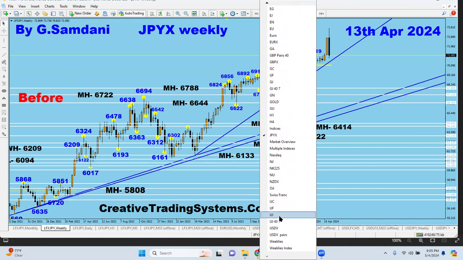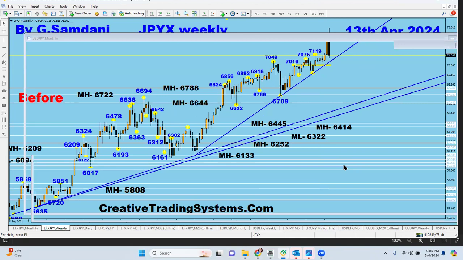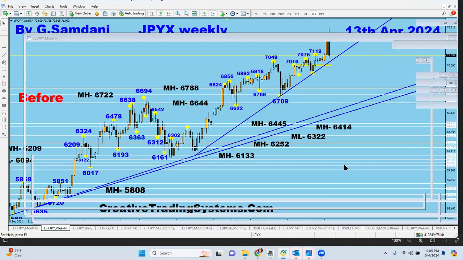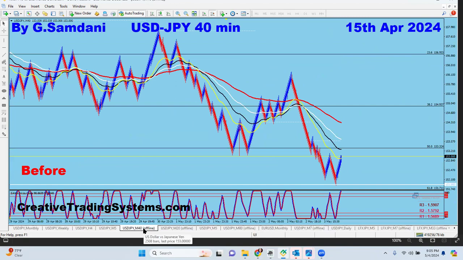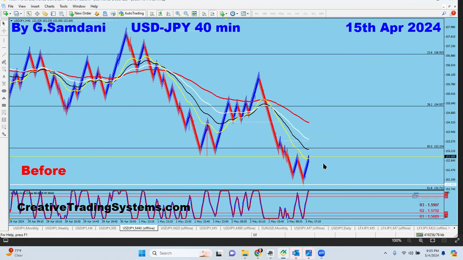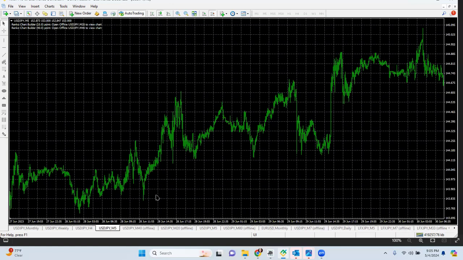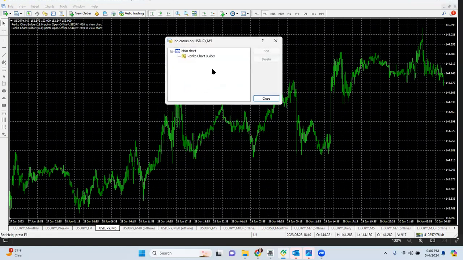Let's go and take a look. USD yen, right? So now I have this 40-minute chart. It is bouncing from here and going to the upside. Now, my entry in USD yen, right? And my entry charts are two. One is the 20-minute, and the other one is the 7-minute.